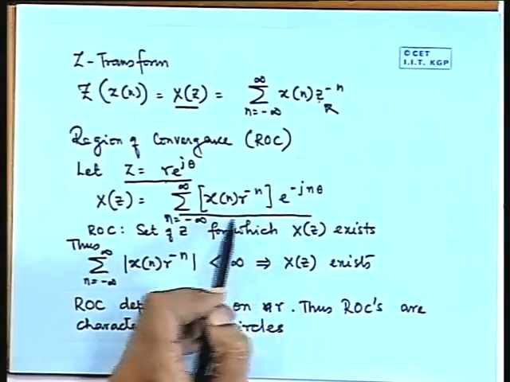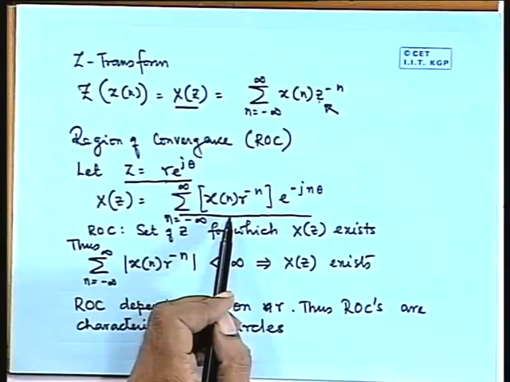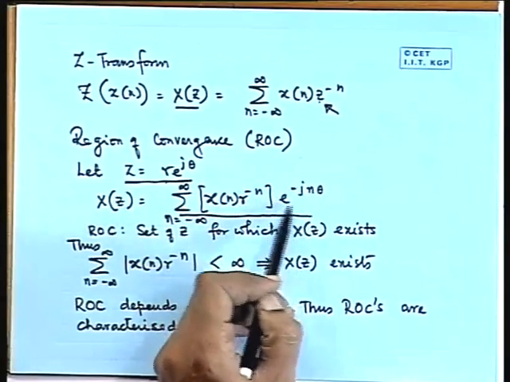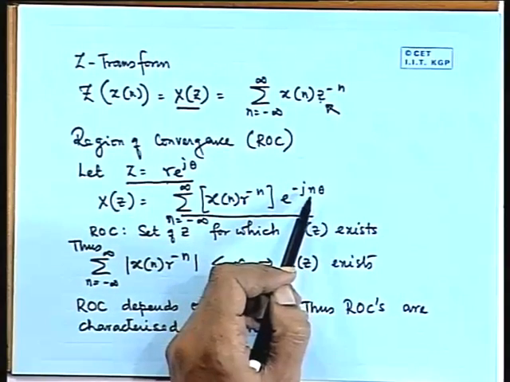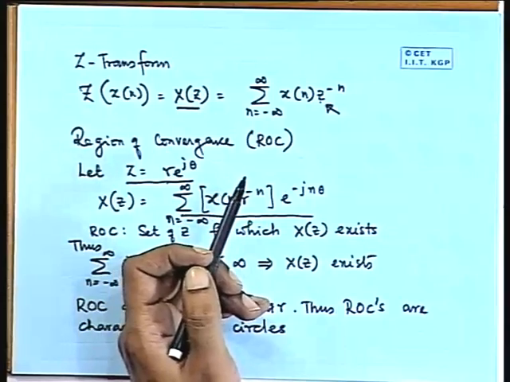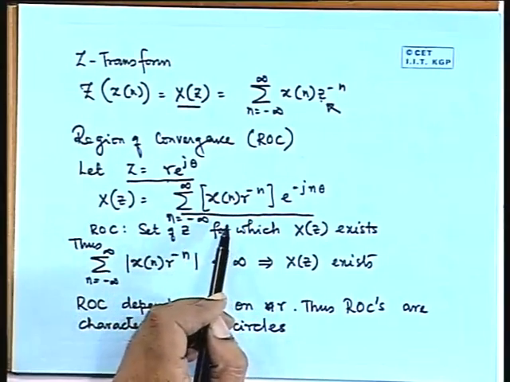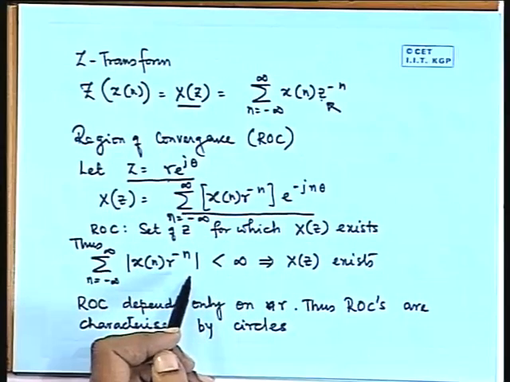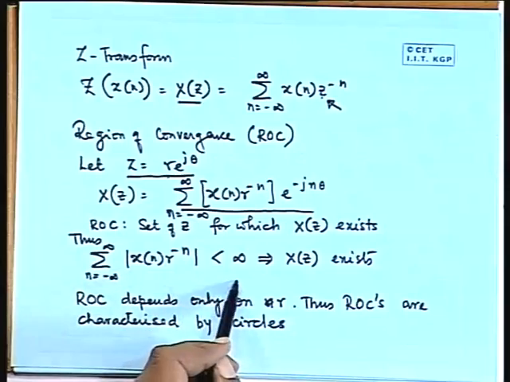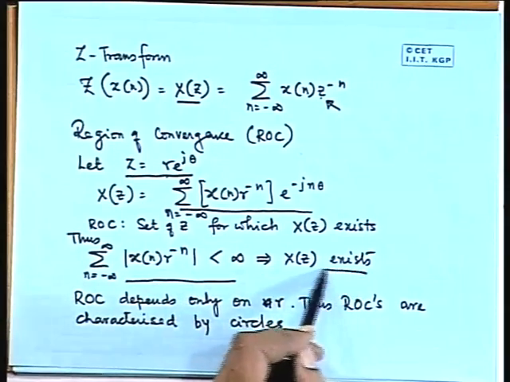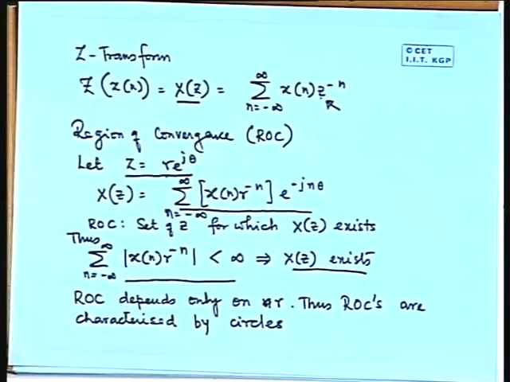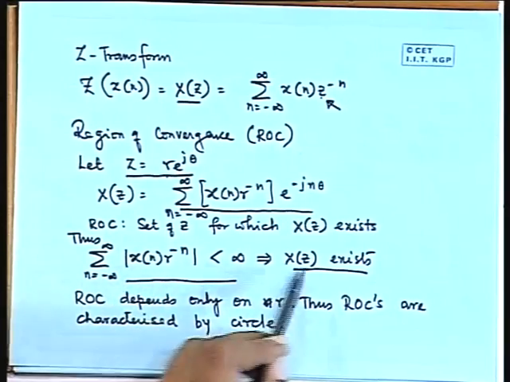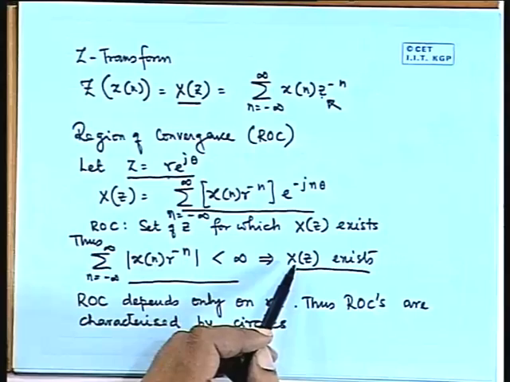See, now this looks like the Fourier transform, right, because this is e to the power j n theta, which was previously like j n omega. So it is the same thing. So now when will this converge? We already know the Fourier transform condition. If this is less than infinity, then this will converge, correct? So this defines the region of convergence for X(z).